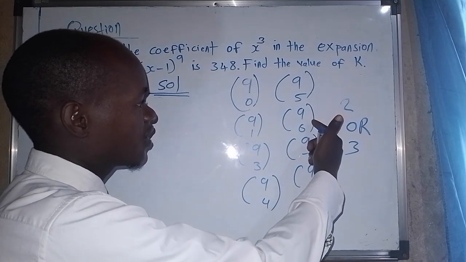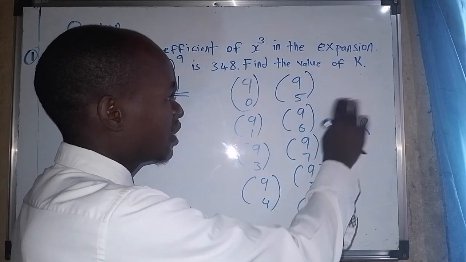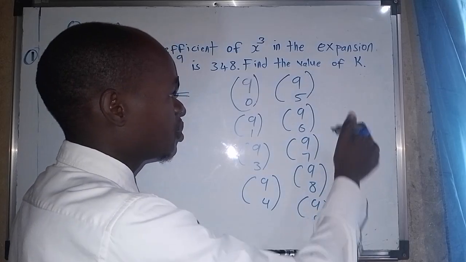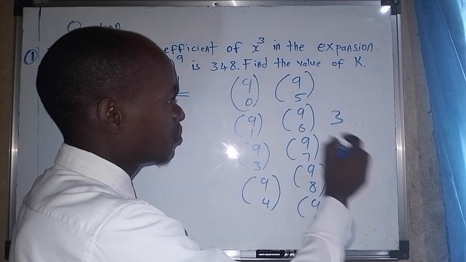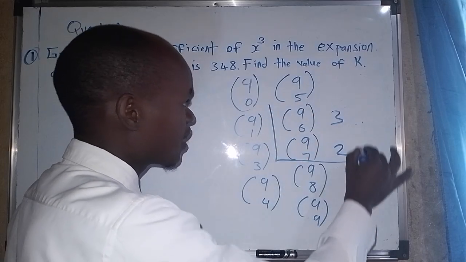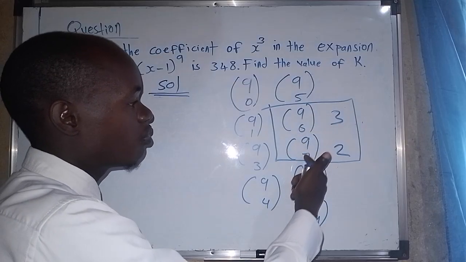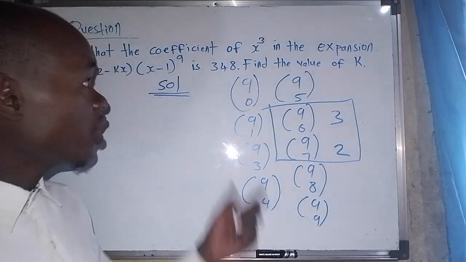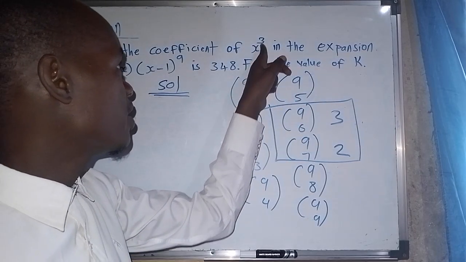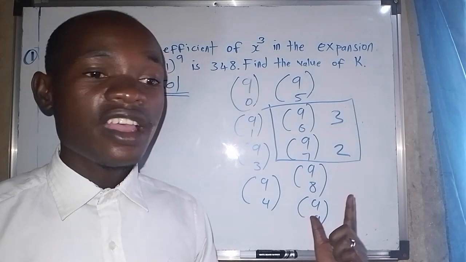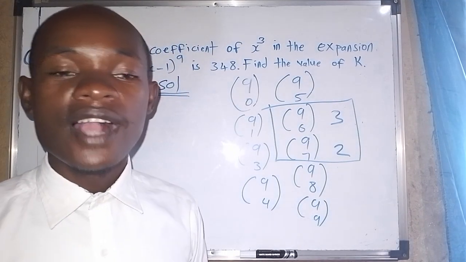So let's try 9 minus 6. 9 take away 6 will give you 3. Then 9 take away 7 will give you 2. Which means the coefficients that we use are 9 combined 6 and 9 combined 7. So you don't have to expand everything to check for the coefficients that will give you x power 3. No. Just use this method known as the inspection method or trial and error.